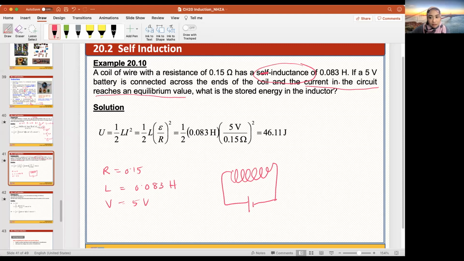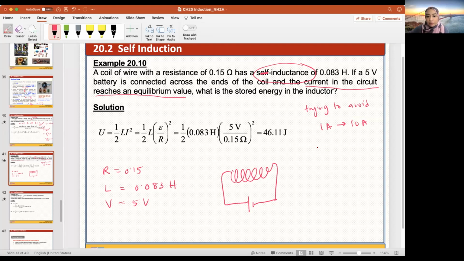And the current in the circuit reaches an equilibrium value. Previously, I told you that when we have self-inductance in the circuit, it is trying to avoid the current from shooting from 1 ampere to 10. Meaning in the blink of an eye, 1 ampere goes up to 10 ampere, which is very dangerous.